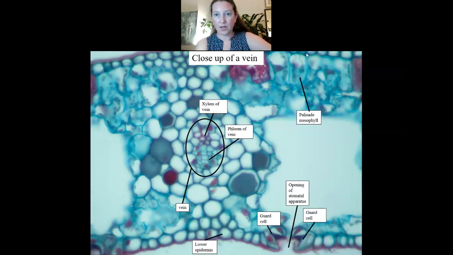I'll use the same colors I used before. So here is that stomata. Here's the hole, right? And then on each side is a guard cell. So there's a guard cell right there, and there's a guard cell right there of that stomatal apparatus. Pretty cool in the lower epidermis.